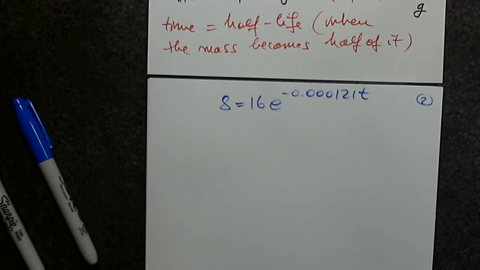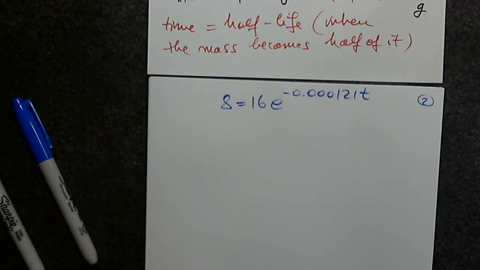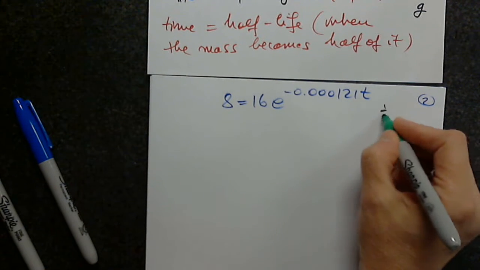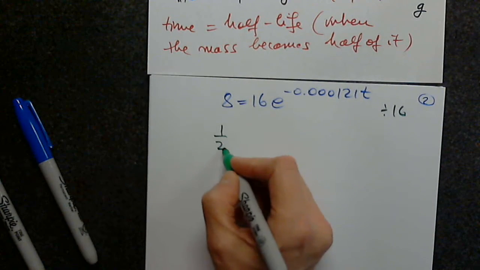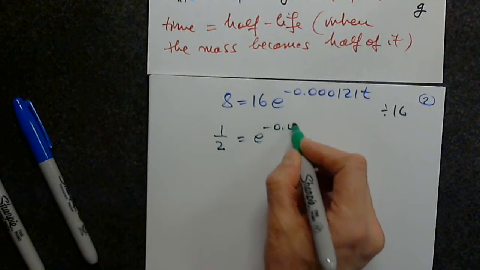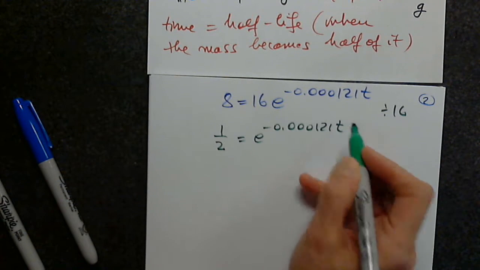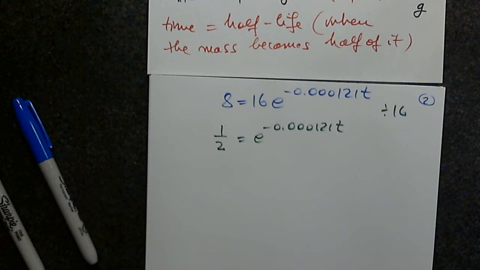It's not cleaned up. I have to clean it up first. What do I mean by that? I mean simplify. But what do I do? Natural log? Not yet. You are ahead of me. 16. Exactly. I need to divide by 16, so I have 1/2 equals e to negative 0.000121 t. Yes, now it's ready. It's ready for what?